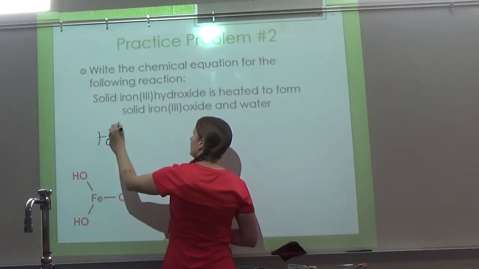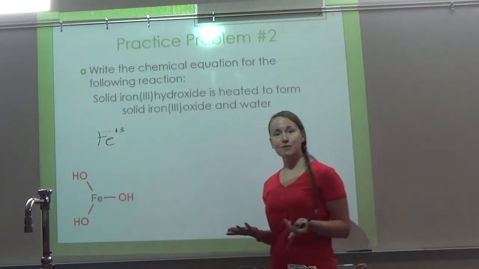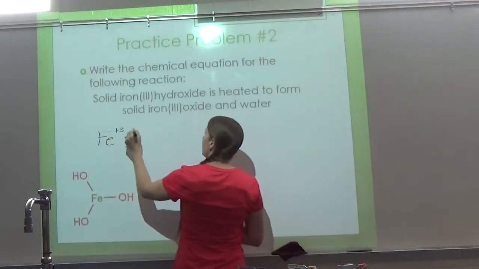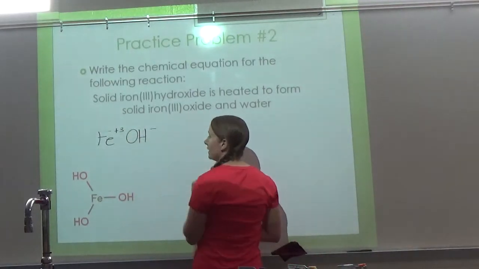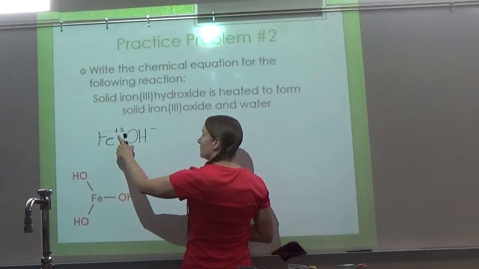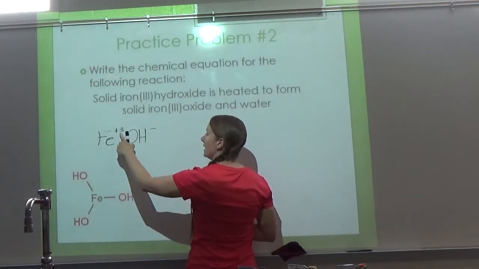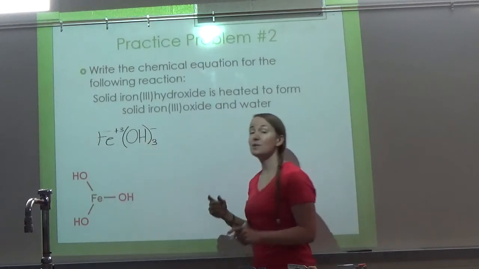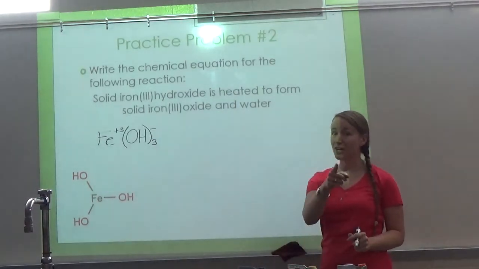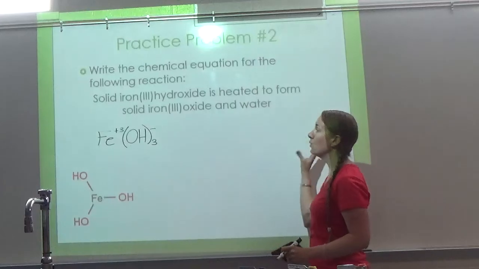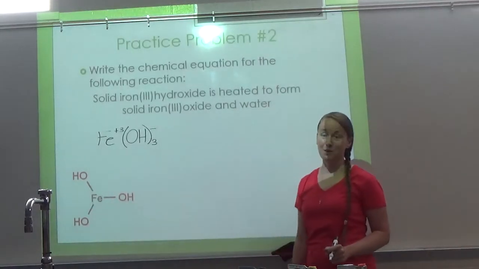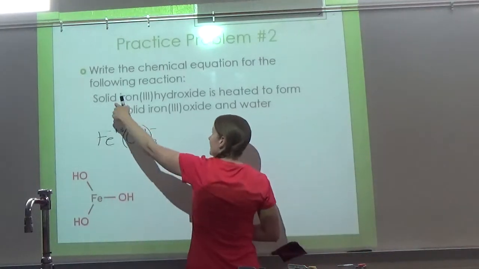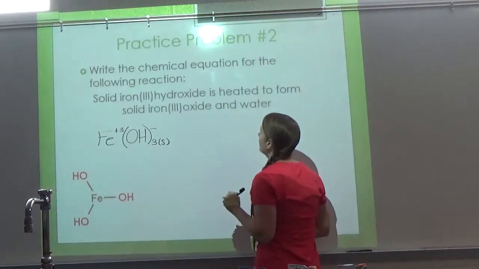The Roman numeral is the charge, so it has a positive 3 charge. Hydroxide is a polyatomic ion. It's OH, negative 1. So positive 3 and negative 1 do not cancel. I need to cross my 3 down, but remember, it is a polyatomic ion, so it still needs parentheses. Be very careful. A lot of you, you'll get this whole thing right, except you'll forget parentheses on that one part. All right, it is a solid, so I'll put a little S.